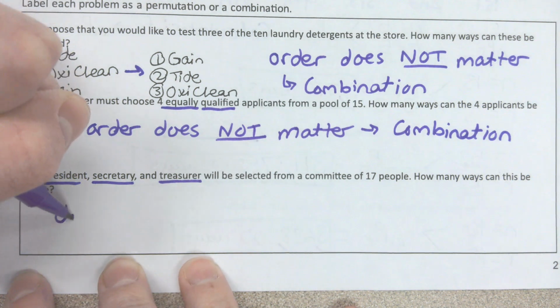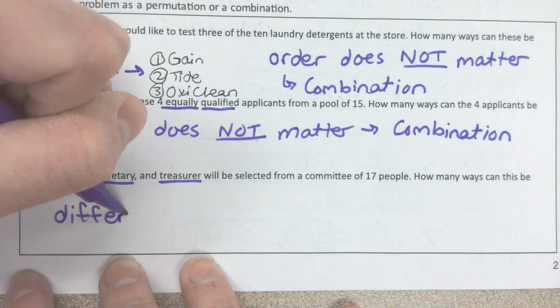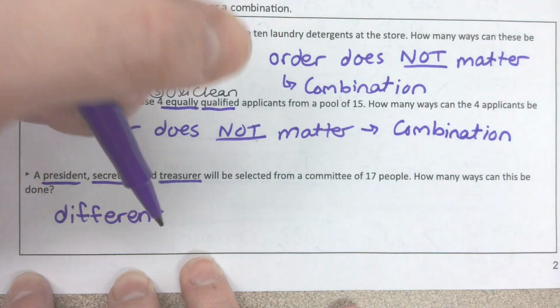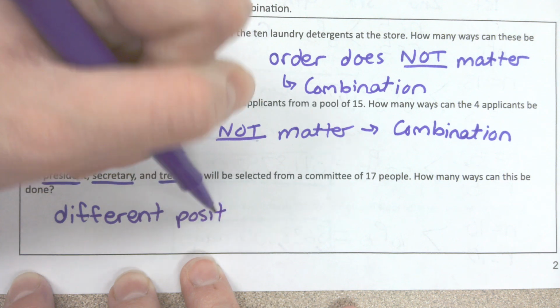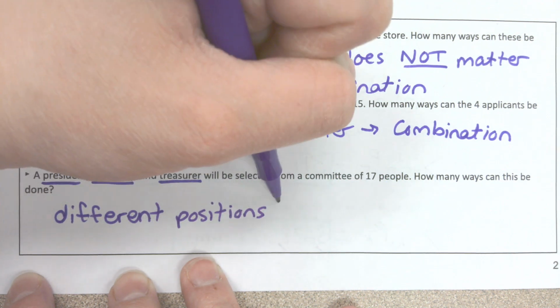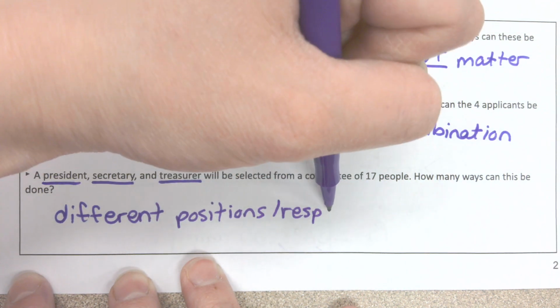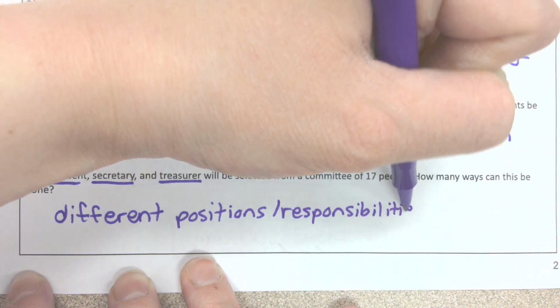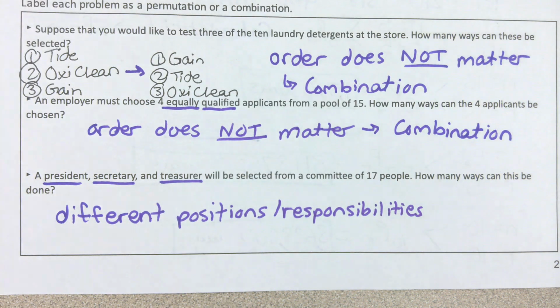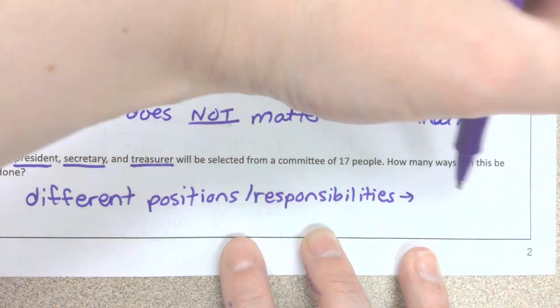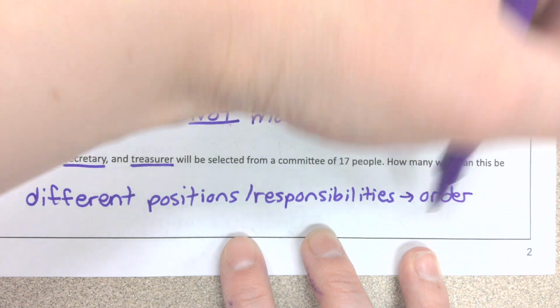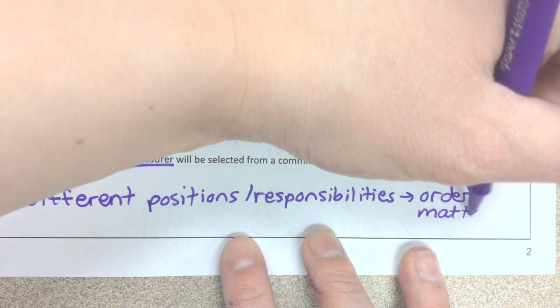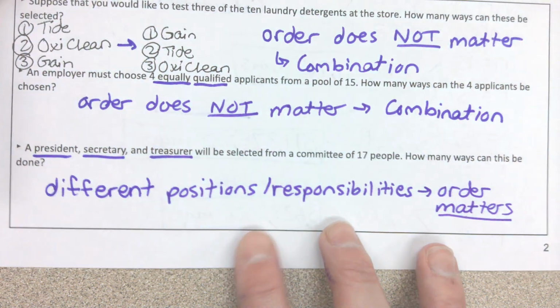This one has different responsibilities, or different positions, I should say. Put both down: different positions and responsibilities. And only one person can get each position. It's not like we can put everyone as a president or as a secretary. When you have different positions, order matters. This one is a permutation.